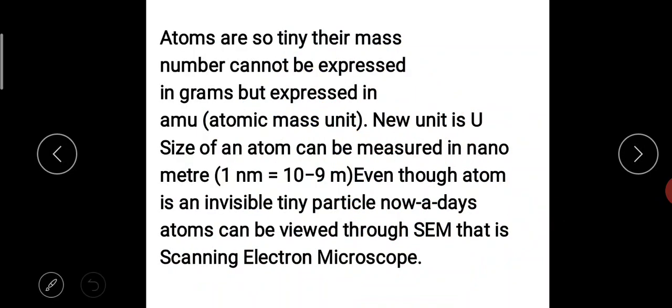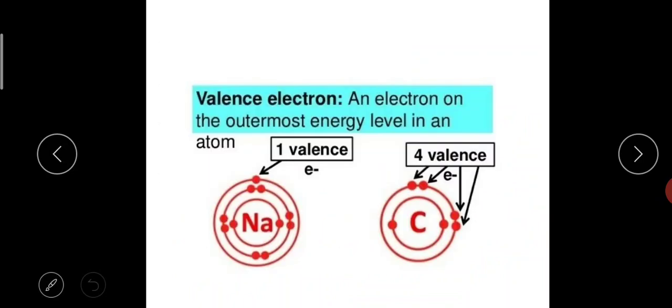Okay. Since these atoms are very small in nature, we cannot express them in grams. So we need to use another unit called the atomic mass unit. This new unit is represented by capital U. The size of an atom is always measured in nanometers. Even though an atom is an invisible tiny particle, nowadays technology has grown. We have so many sophisticated instruments like scanning electron microscopes or tunneling electron microscopes, through which you can see an atom. We will study about that in higher classes.